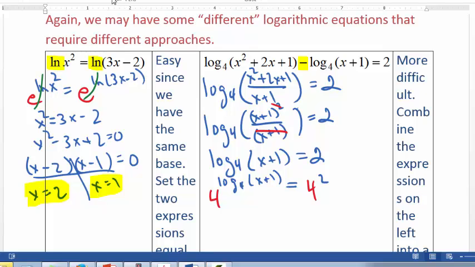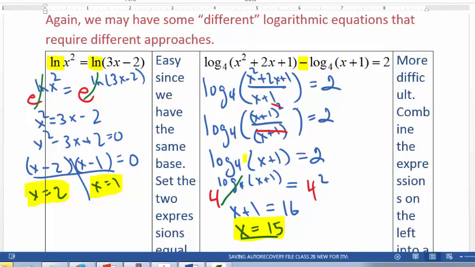And the idea behind this, again, is over here, these are inverses, they cancel out. So I just have x plus 1 equals, and 4 squared is easy, it's just 16. So then when I subtract 1, I get x equals 15. And that would be my solution to this one, right? So that one actually worked out nicely.